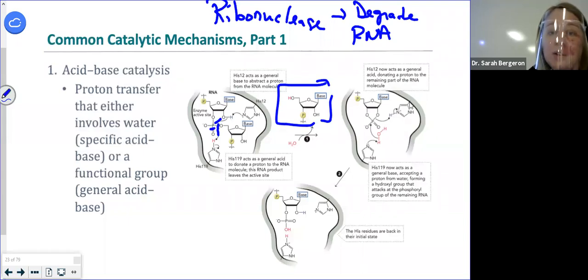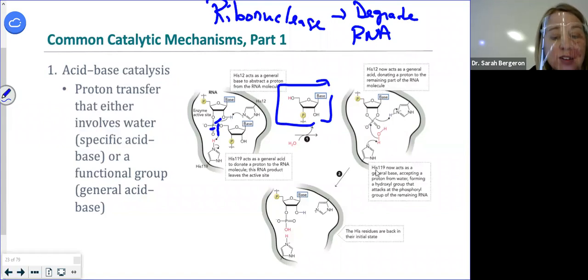So now His 12 is going to act as a general acid. So here's His 12. This is the same residue. It's going to act as an acid. It's going to donate this proton back over here to the RNA molecule that's still in the enzymatic pocket. We got rid of one. So this is a 1 by 1. We're going to break down the RNA molecule. So we're going to give that hydrogen back, right?